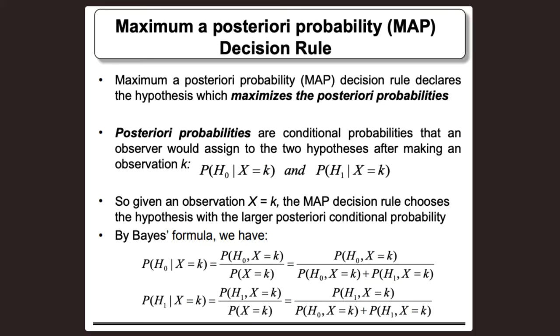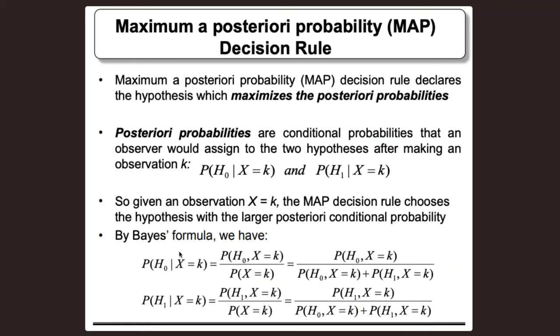The MAP technique is used to determine the decision-making function for binary hypothesis testing. The MAP selects the hypothesis that is most likely given the observation. Let's see how. First, let's understand what posteriori probabilities are. Posteriori probabilities are the conditional probabilities that an observer would assign to the two hypotheses after making an observation K. We will choose the one which has the larger posteriori conditional probability.